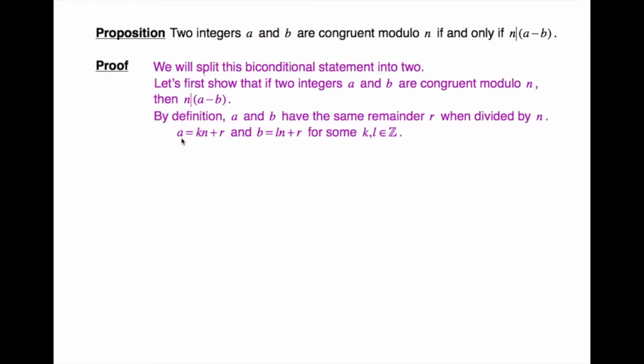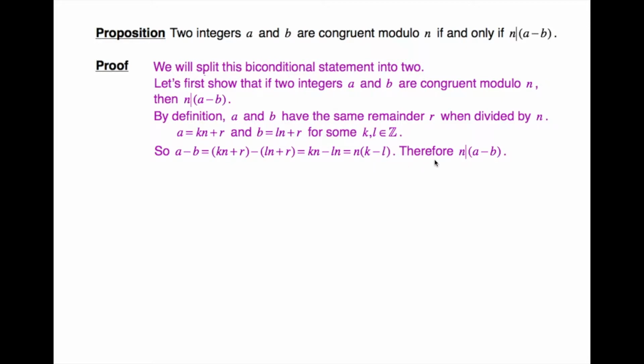And so when we write them, we can say that a is kn plus a certain remainder r, and b is l times n. It's a different multiple of n, but it's the same remainder r. So when we now subtract a and b, a minus b equals kn plus r minus ln plus r, and the r's cancel out, so it's equal to kn minus ln. And if we factorize n, we can see that a minus b is indeed a multiple of n. It's actually k minus l times n. So n divides a minus b.